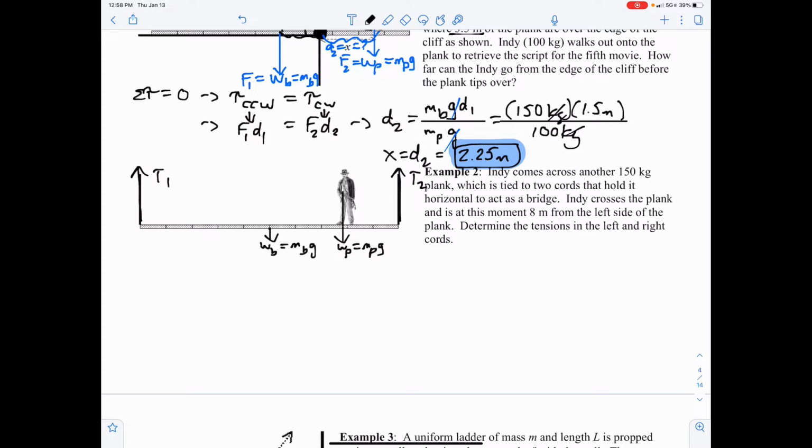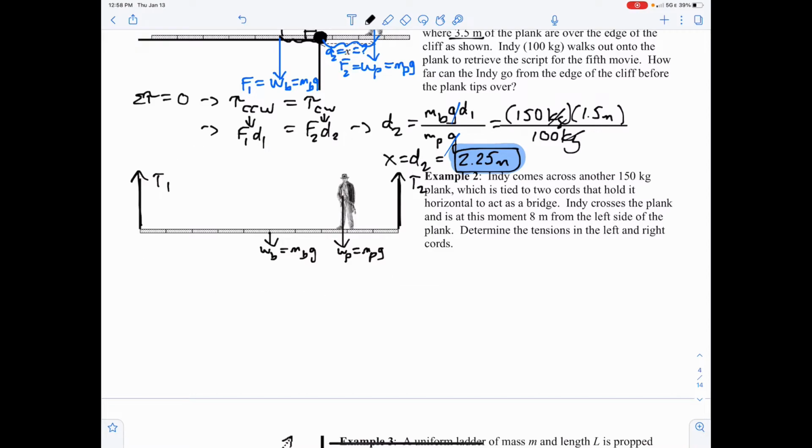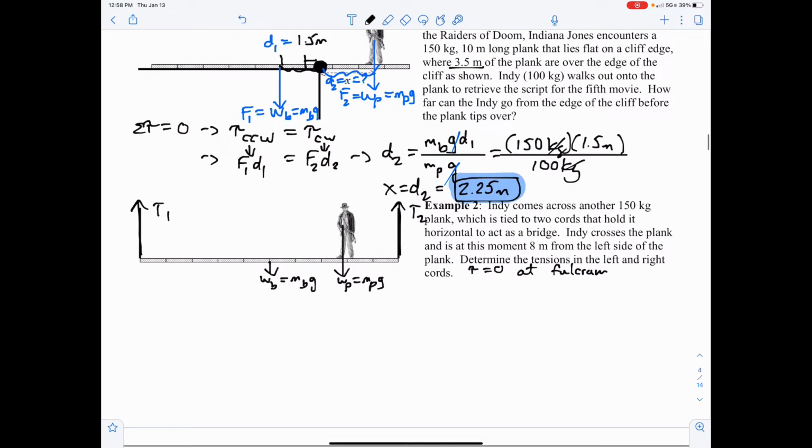Now, what we can do is we need to choose a fulcrum point, okay? In the previous problem, it was easy to figure out where the fulcrum point is because there was an obvious point of rotation. But here, there is no obvious point of rotation. The nice part about doing a problem like this is that torque equals 0 at the fulcrum. So you have to choose a fulcrum if it's not easily determined.